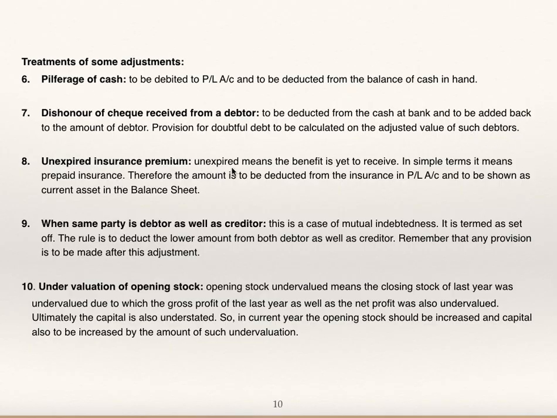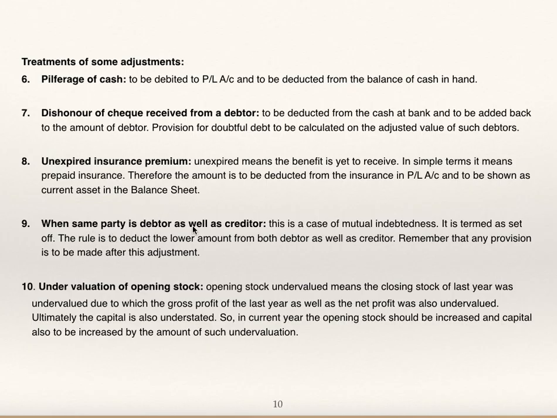Unexpired insurance premium. Unexpired means the benefit is yet to receive. In simple terms, it means prepaid insurance. Therefore, the amount is to be deducted from insurance in profit and loss account and to be shown as current asset in the balance sheet.